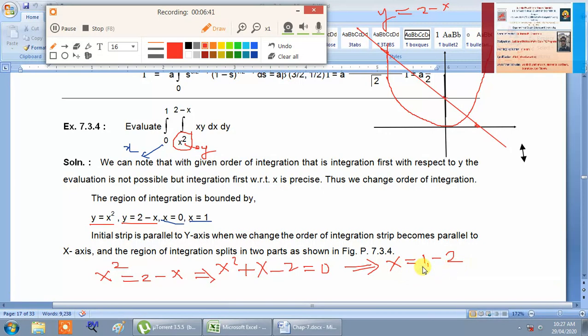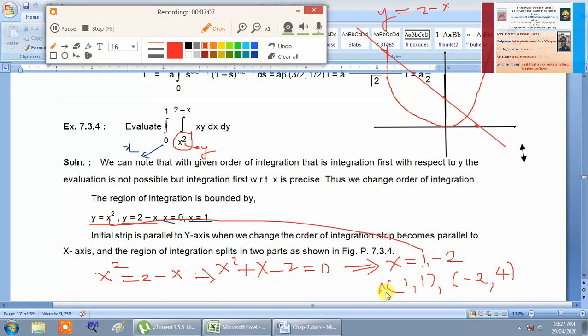If I put x is equal to 1 in any of the equations, suppose we put x equal to 1 here, we get y is equal to 1. So if x is 1, y is 1, which is the first point of intersection. And if you put x is equal to minus 2 here, minus 2 square is plus 4. So we get the second y value as 4.